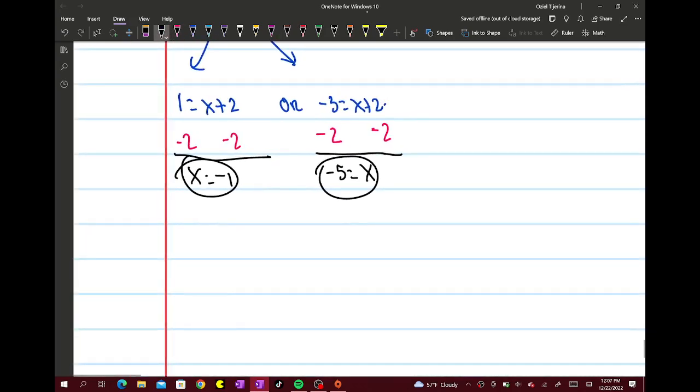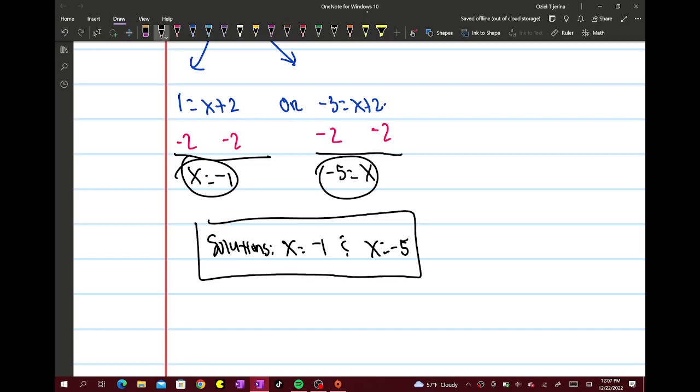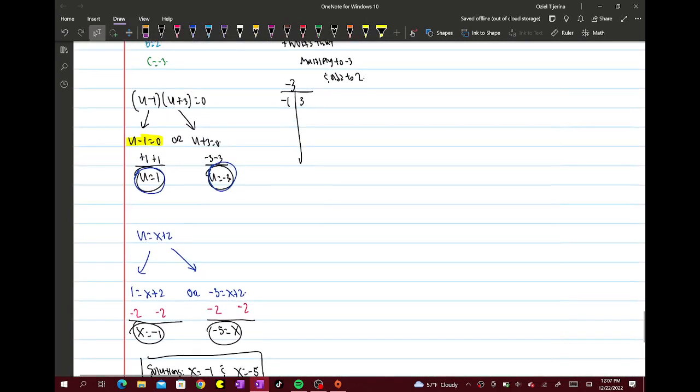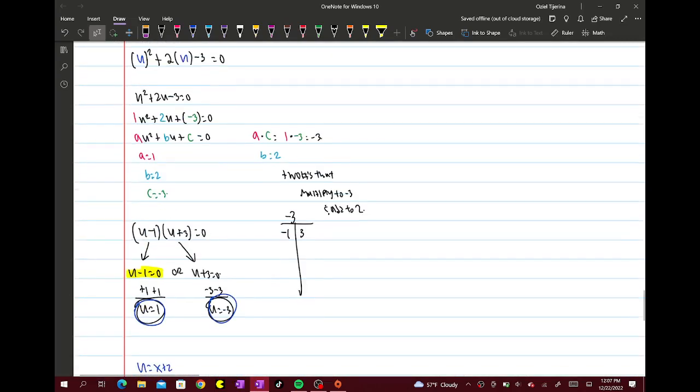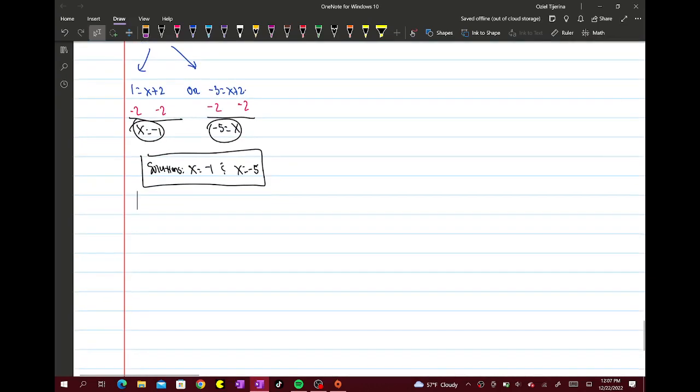So your solutions are x equals negative 1 and x equals negative 5, right? I believe that's what it is. Hold on. u equals 1, u equals negative 3 equals x plus 2, and u is x plus 2. Yeah, I think that's what it is. Okay, so that is how you do this problem.